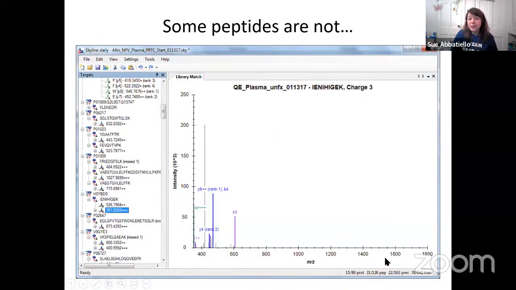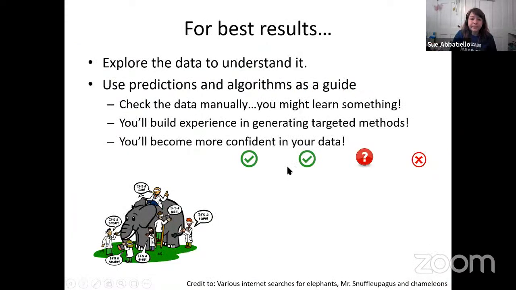This peptide might have come through as a great hit, but you wouldn't really know what it looked like until you looked at the MS2 scans, which are often not presented in a proteomics experiment after you do the database search. And once you do this, with every experiment you do, you'll become experienced in generating these targeted methods and become more confident in your data.